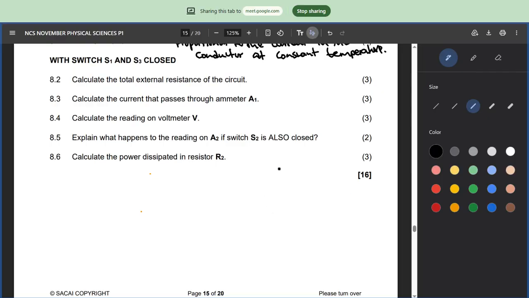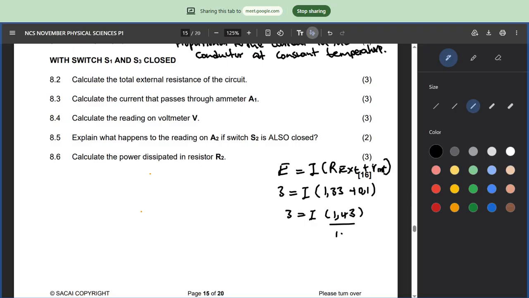So EMF is equal to the current into your R external plus your R internal. So this is 3. Your R external is 1.33, what we calculated. Your internal is 0.1. Then this is 3, it's equal to the current. This was 1.43. Divide both sides by 1.43. Tell me, which method do you prefer?